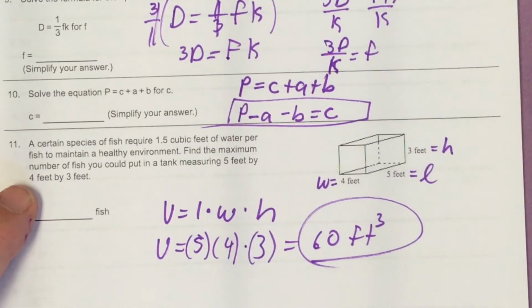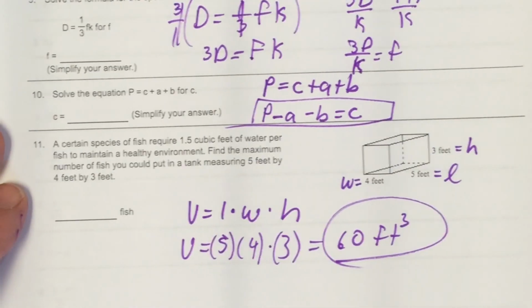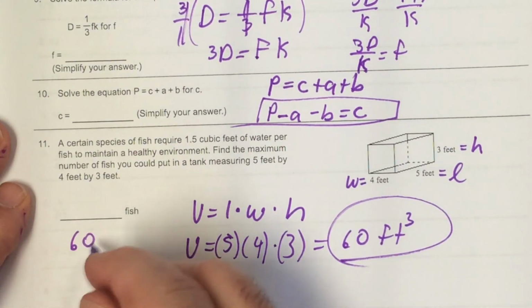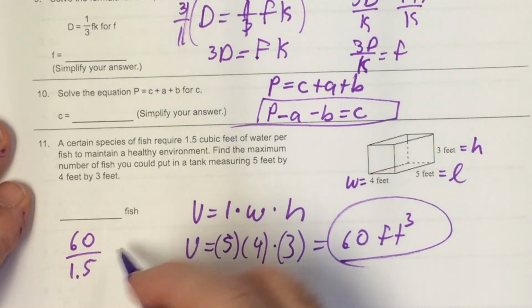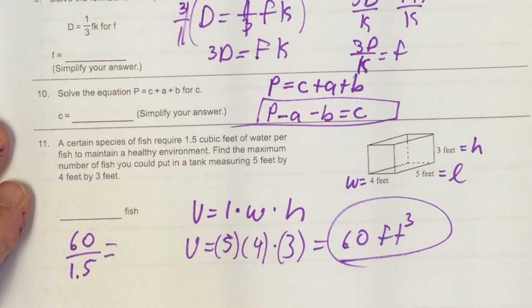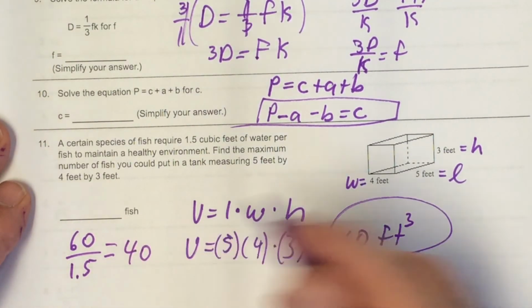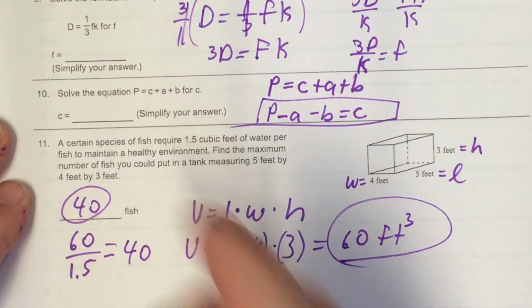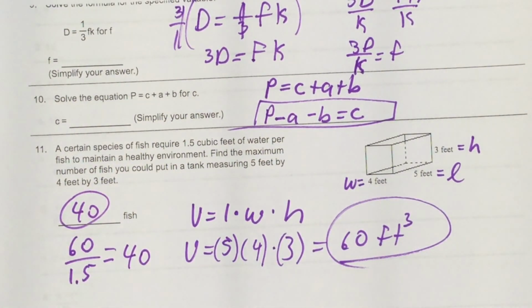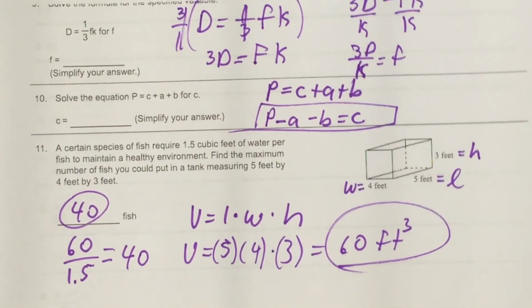So now to get the final answer to this, we're going to go ahead and take this work. Let me do this over here actually. We're going to take 60 and we're going to divide this by 1.5. And if we take 60 divided by 1.5, that's going to equal 40. So it's going to be 40 fish that get to live happily in a tank of that size.